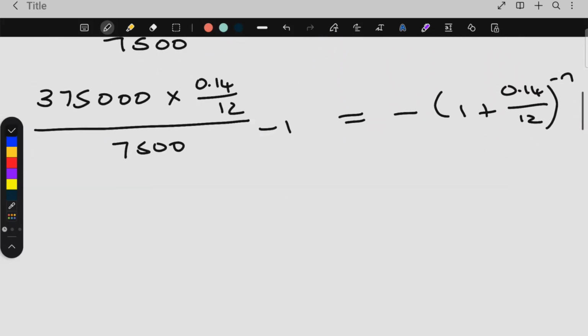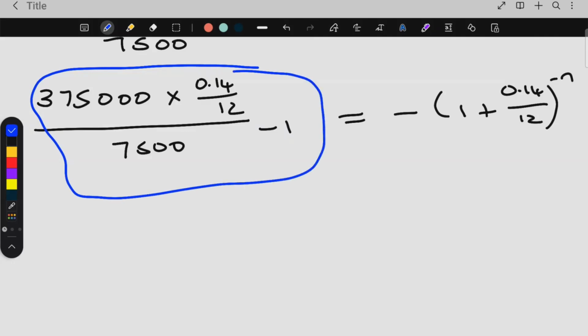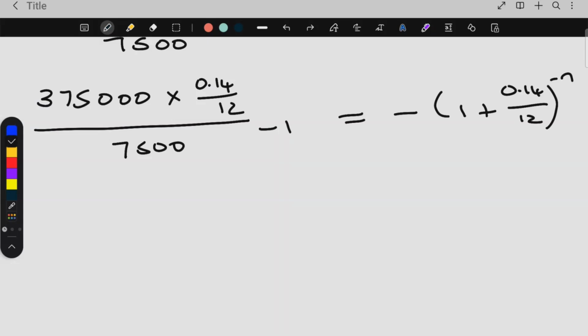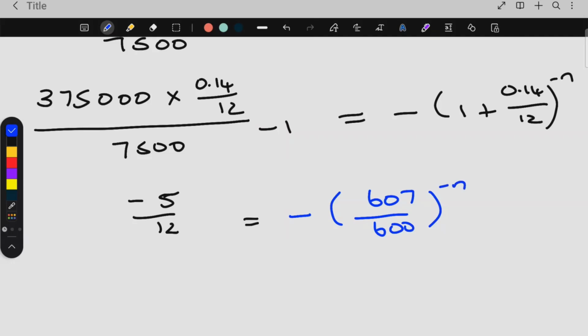Okay, so now I'm going to simplify. Only now I'm using my calculator. I put this in the calculator and see what I get. So put that in your calculator. You should get negative 5 over 12. And then put this in your calculator. So all of that. Remember there's a negative in front. You should get negative 607 over 600 to the negative n.